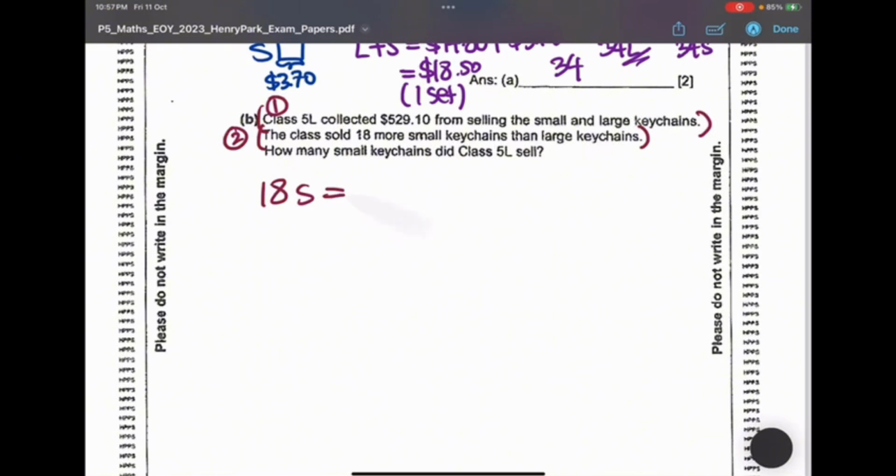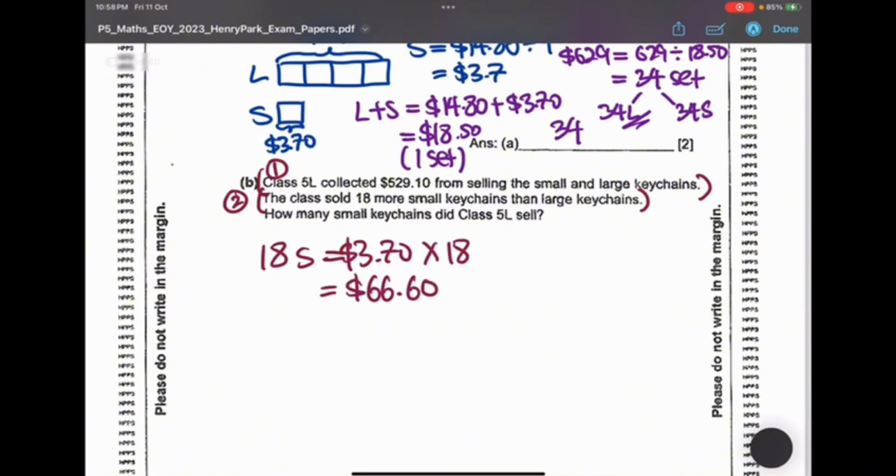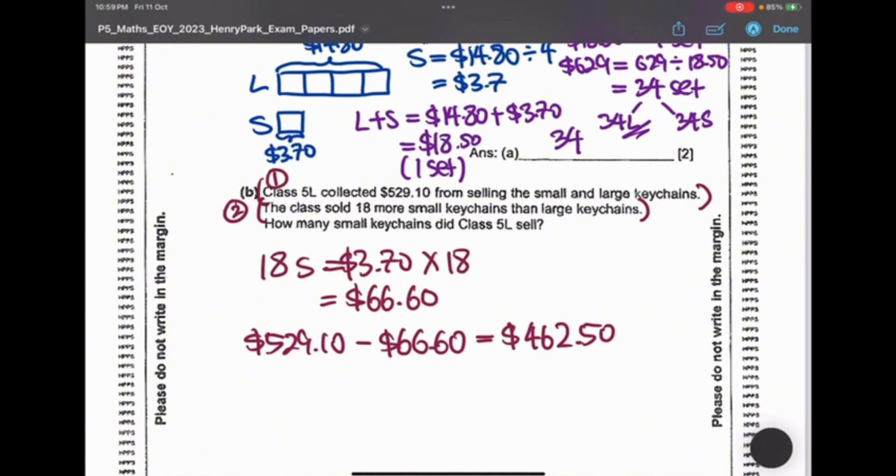Alright, 18 small keychains would just be $3.70 times 18. Right, and that would give me $66.60. Now, what I want to do is to subtract this $66.60 from the total amount of money collected from selling all their keychains. And that would be $529.10 minus $66.60. Okay, and that would give me $462.50.